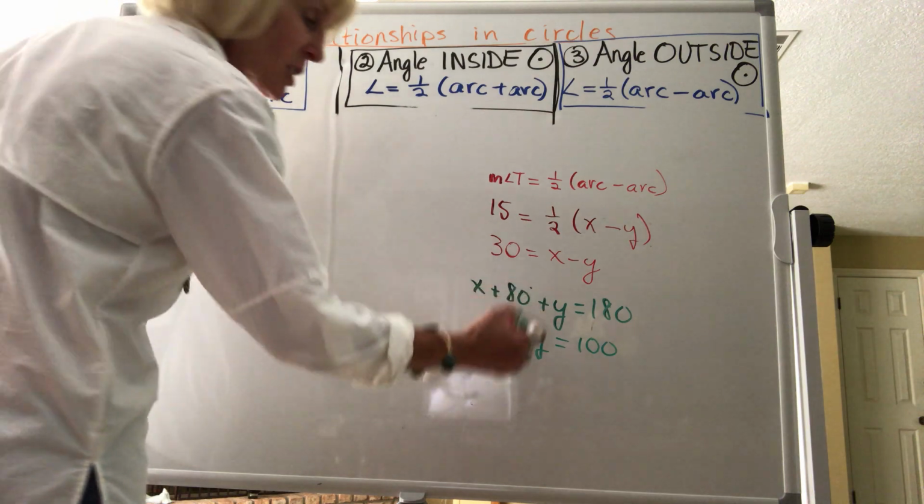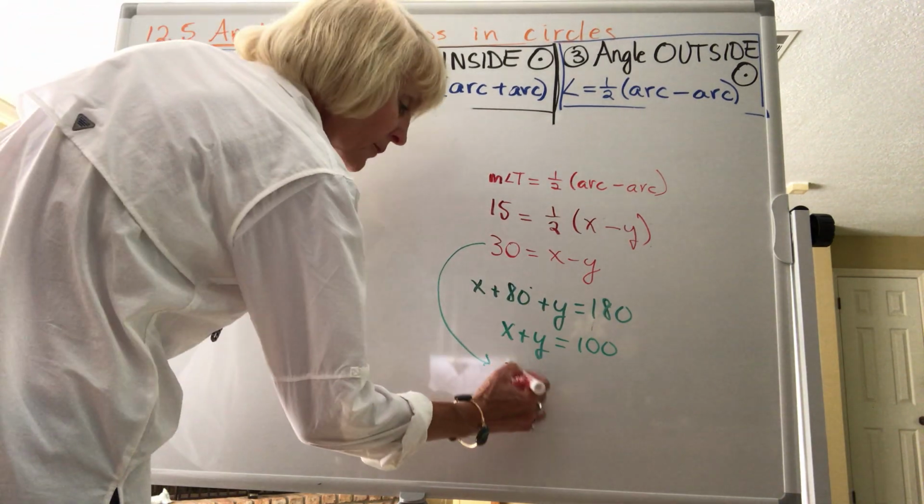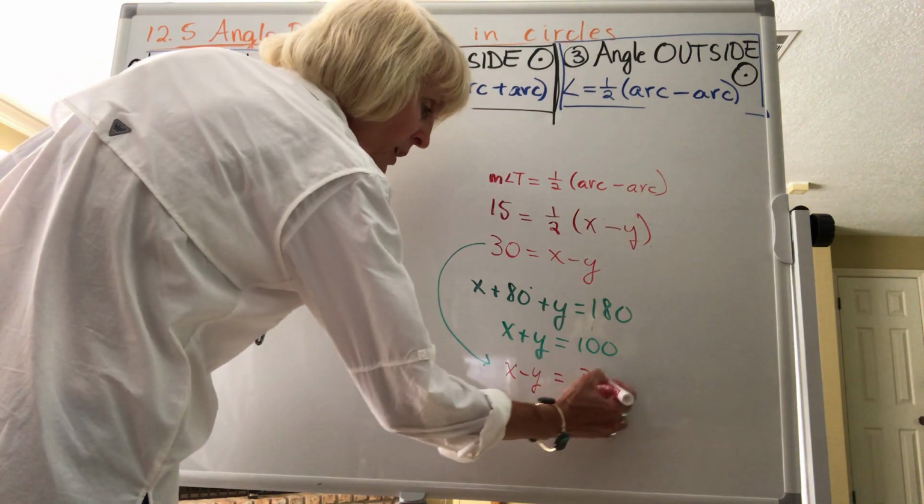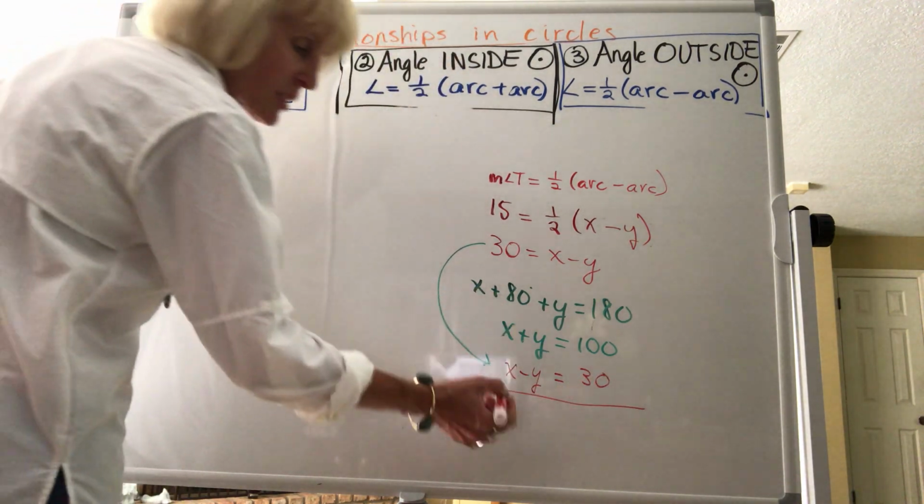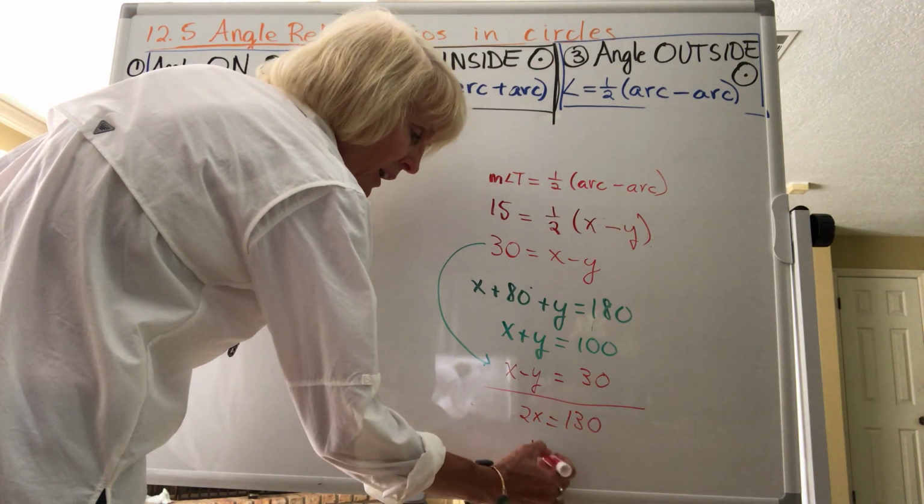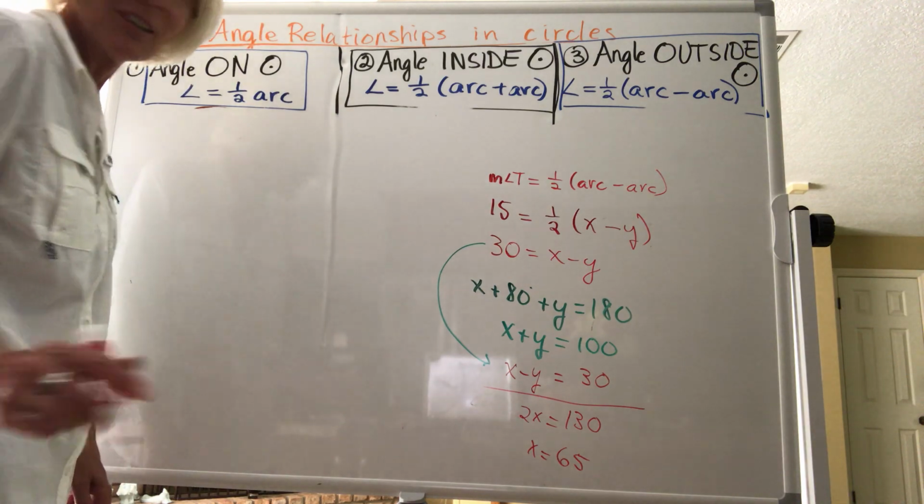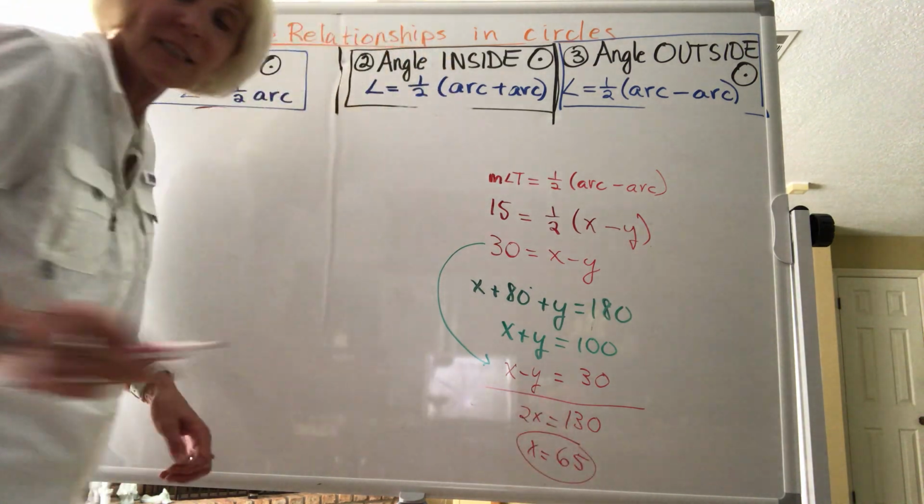So now I have my system. Let's go ahead and put this one right down below it here. Go back to red. So we have x minus y is equal to 30. Oh, look at that. The y's already drop out. So I have 2x is equal to 130, and I get it solved pretty quickly. x is equal to 65. Okay? So all we had to do is find x.